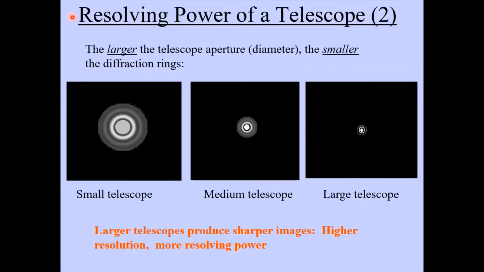So how do we get rid of this issue? How do we resolve this problem? No pun intended. Well, it turns out that the larger the telescope is, the smaller the diffraction rings are. So through a small telescope, a star's light is spread out more and blurred more. Through a medium telescope, less, and through a large telescope, the light is concentrated to a small region the way we want it to be. So here's another case where a larger telescope produces sharper images, more resolution, higher resolution, more resolving power.